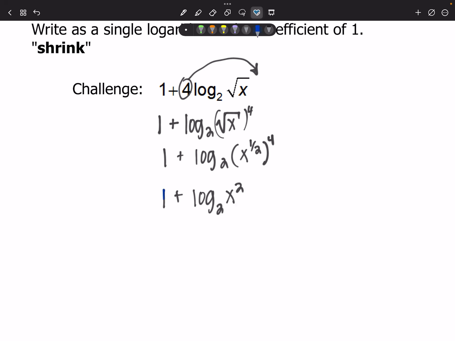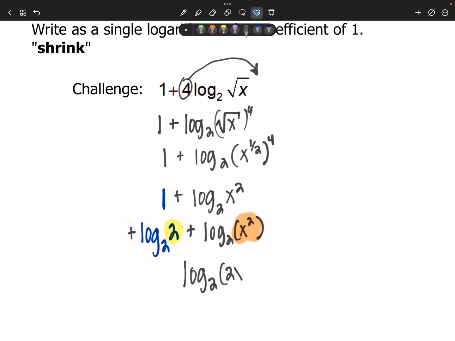Now to make this 1 a logarithm, I'm going to use one of those basic formulas. I want a base 2, so log base 2 of 2 is the same thing as 1. And that's one of our basic properties. I've got a positive log and a positive log, so I can rewrite this as log base 2. I'm going to take the argument and the argument, and I'm going to multiply them together, and I get 2x squared. Log base 2 of 2x squared.